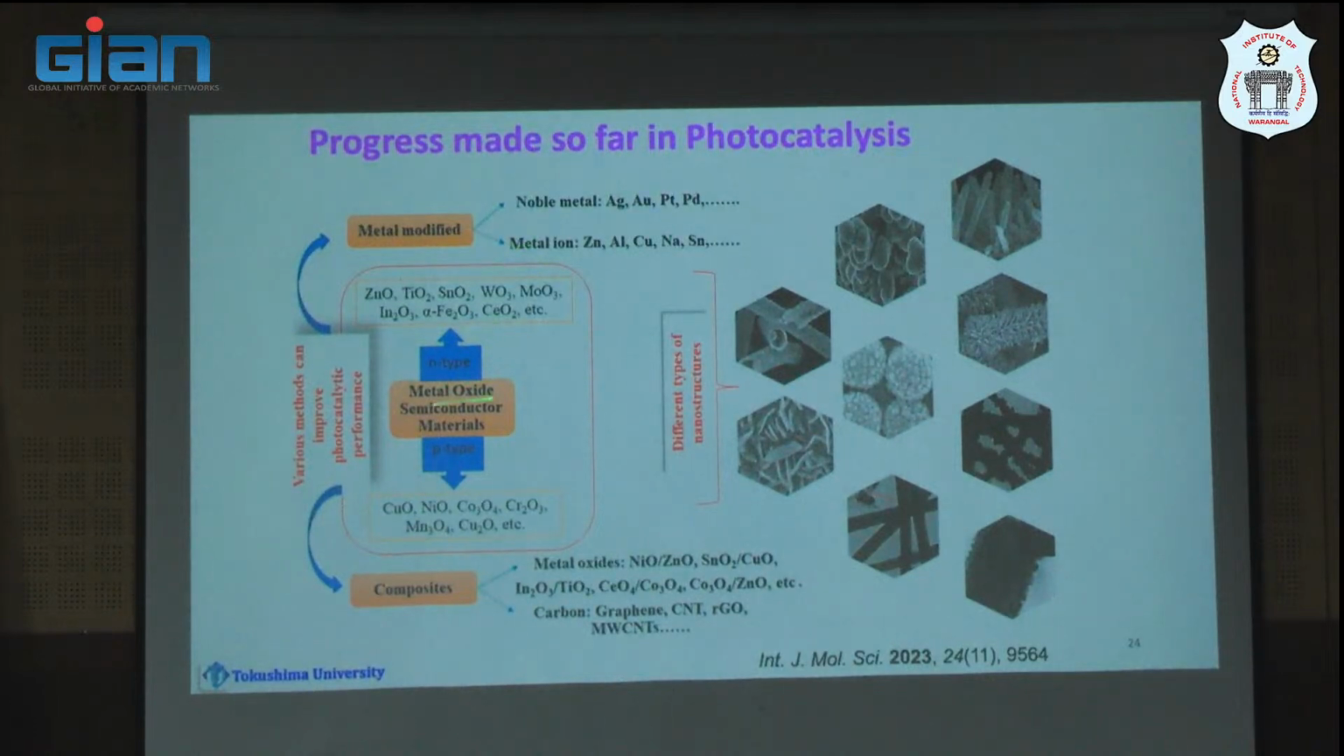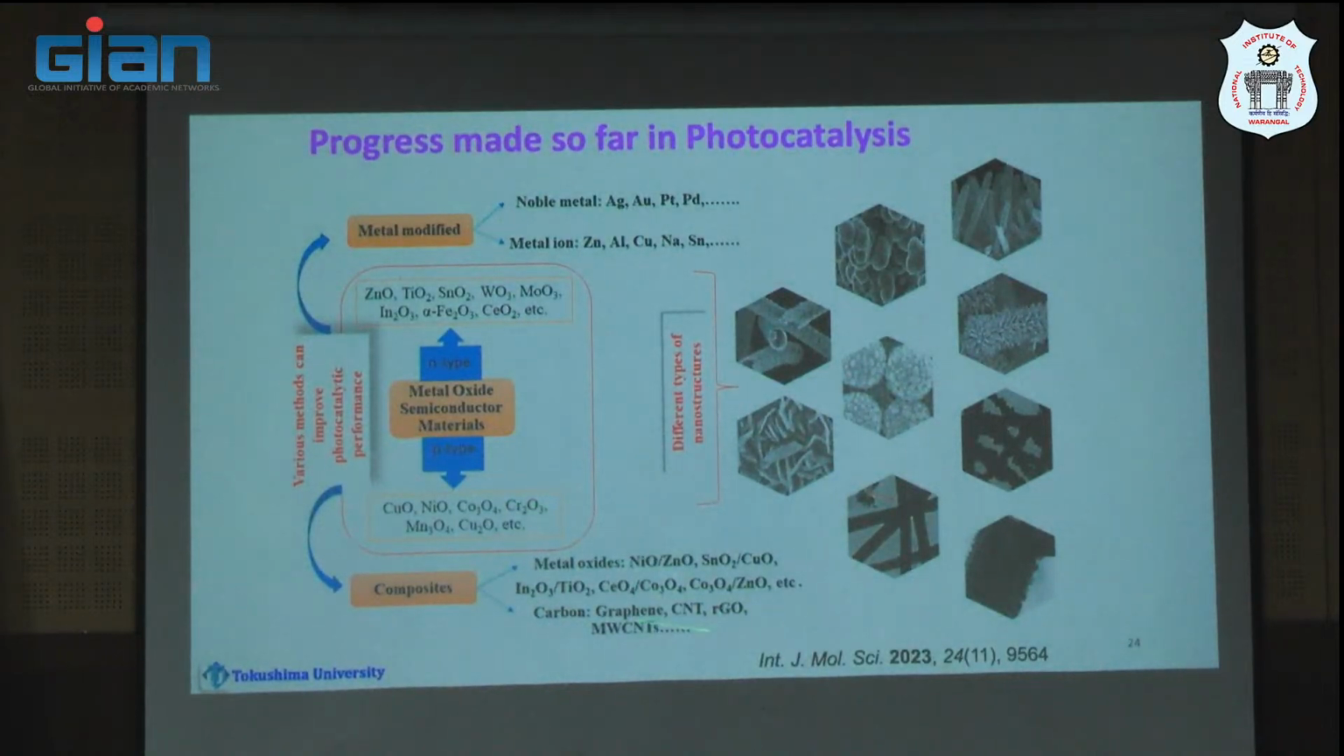And since this combination of metal oxide or metal oxide semiconductor with simply metal is not good, they then combined this metal oxide with some kind of carbon based material. For example, CNT, reduced graphene oxide, or multi-wall carbon nanotube.